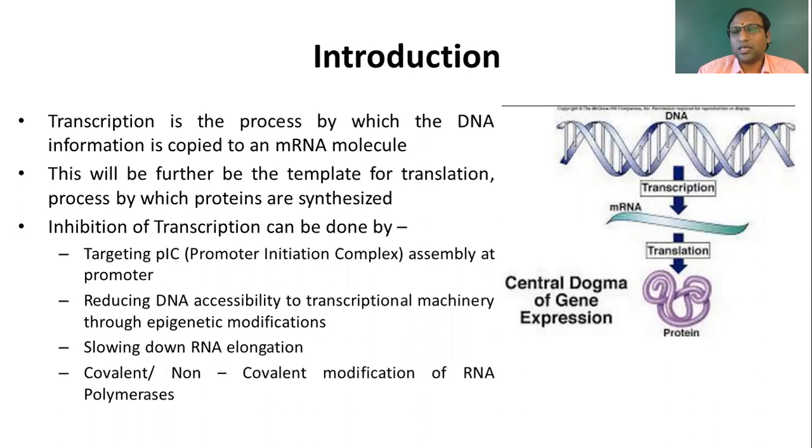The fourth method is covalent or non-covalent modification of RNA polymerases. You know that there are so many subunits. If we modify any particular subunit, it will stop the particular reaction and the complex will not be formed as an active RNA polymerase. So that is stopping the process by the modification process only.